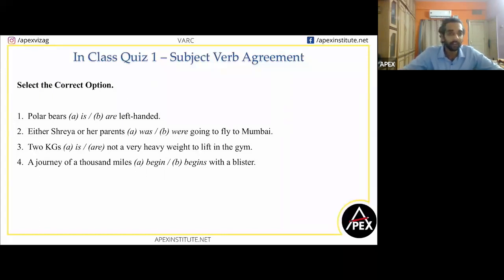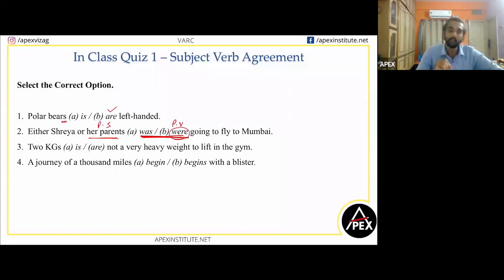All right. Anyways, now the first option is polar bears dash left-handed. Now since we have bears, that is plural. So definitely we are going to say that it is going to be are. Okay, next. Either Shreya or her parents dash going to fly to Mumbai. Now our verb location is here, correct? And this is a plural subject. So we'll need a plural verb.